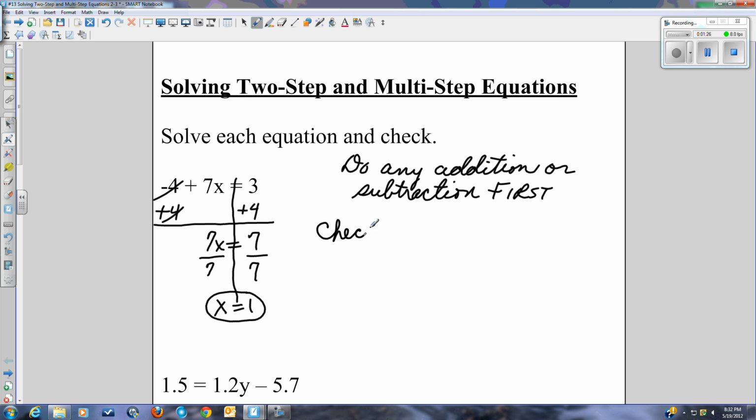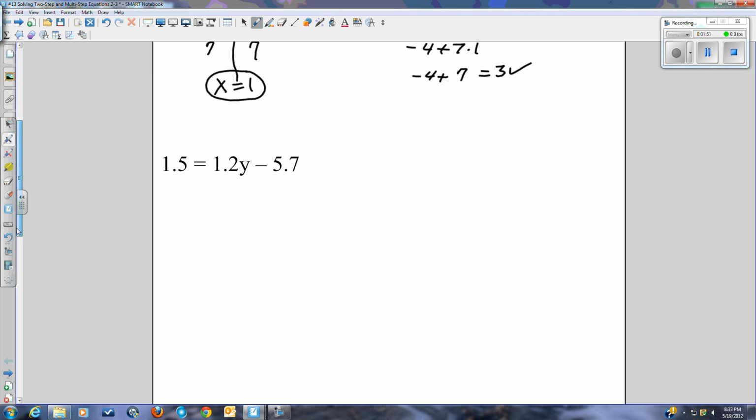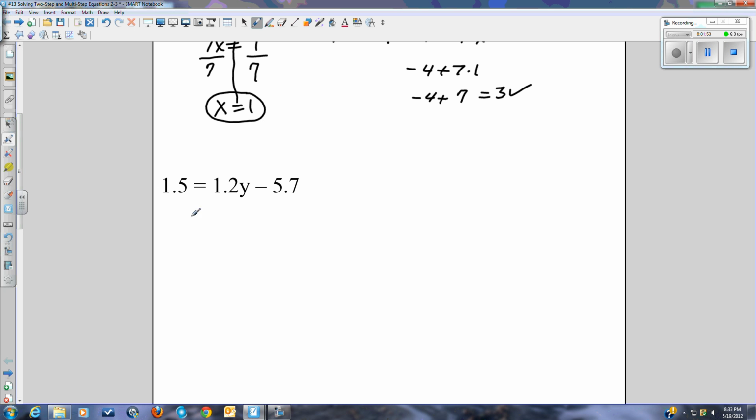Now let's check this. So we have negative 4 plus 7x equals 3. We want to plug in our 1 in place of the x. So we have negative 4 plus 7 times 1, and we want to know if that equals 3. Well, 7 times 1 is 7, plus negative 4 does indeed equal 3. So that checked. Now we're not going to check all of the problems. In fact, I'm going to leave most of them for you to do. But that is how we check our answers.